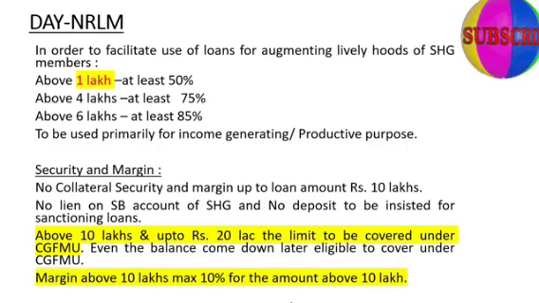Above 10 lakh, 10% margin can be taken, but on the amount above 10 lakh only. So for example, loan amount is 12 lakh. What will be the margin? Margin above 10 lakh, maximum 10% for the amount above 10 lakh. So suppose a customer is taking 12 lakh rupees loan. What will be the margin? Margin will be 10% of 2 lakh.